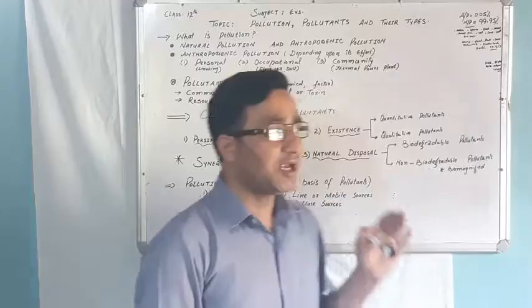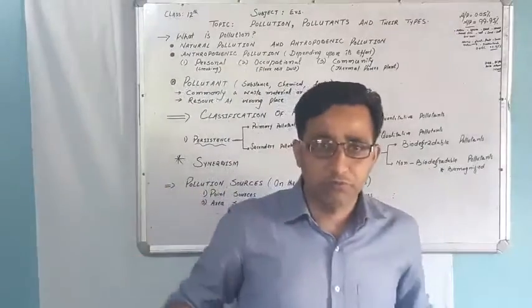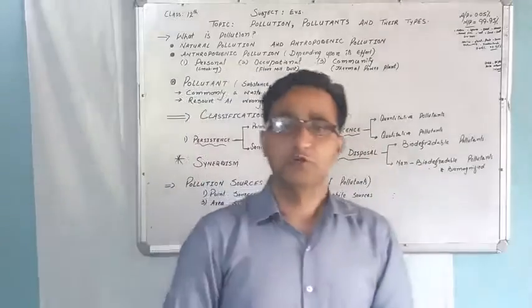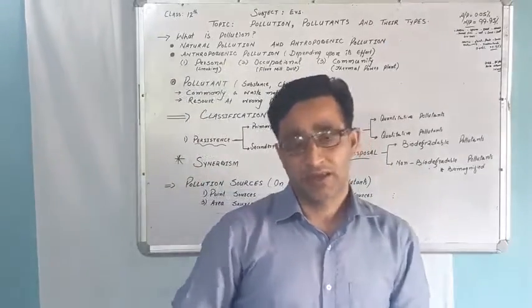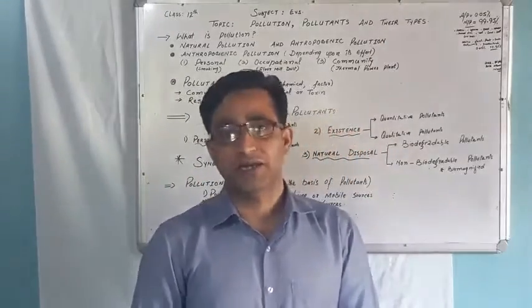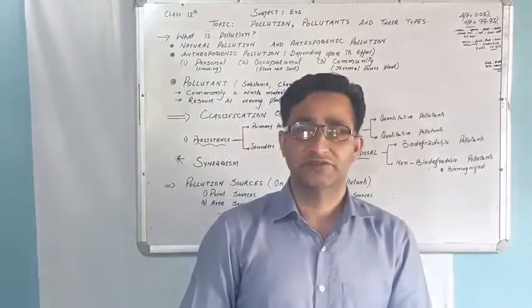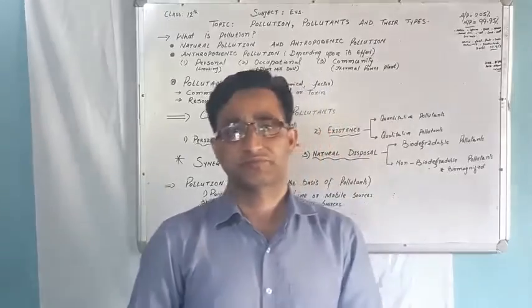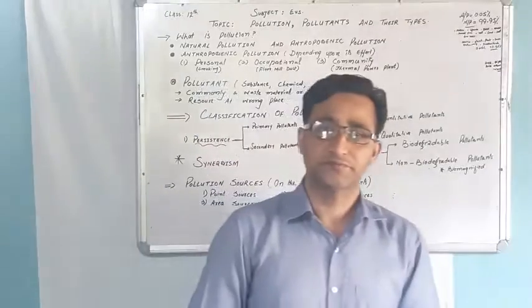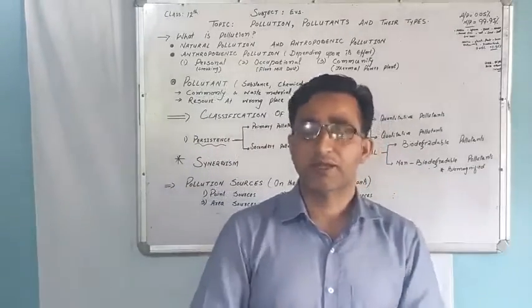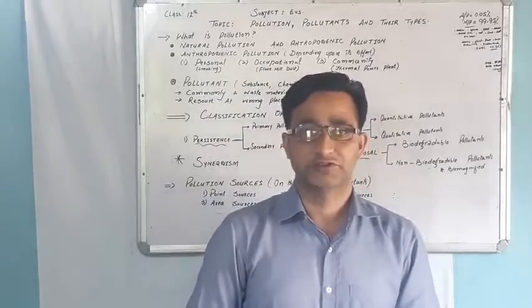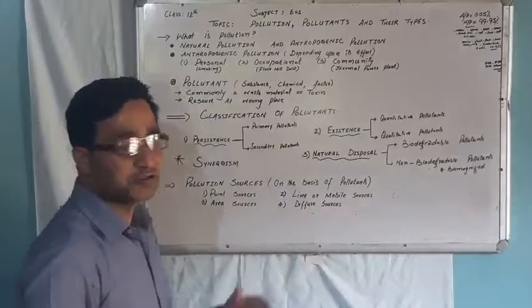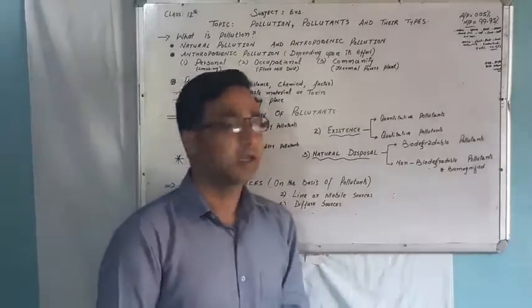And on the other hand, the anthropogenic pollutions are those which are caused due to human activities like automobiles, industries and factories, fertilizers, pesticides, smoking, and apart from that, burning of fossil fuels. Here the pollution is caused due to human activities or man-made activities.